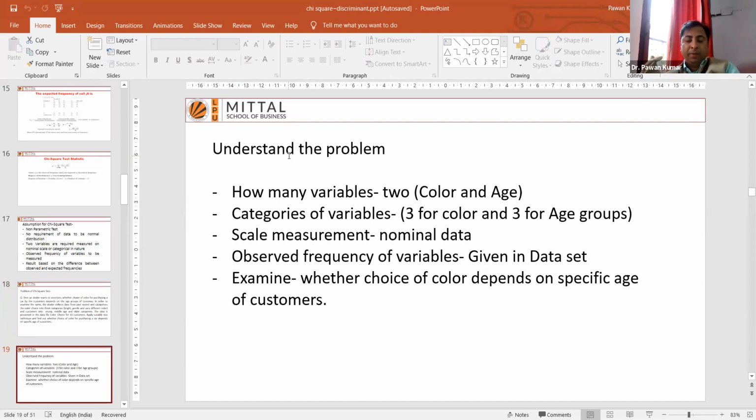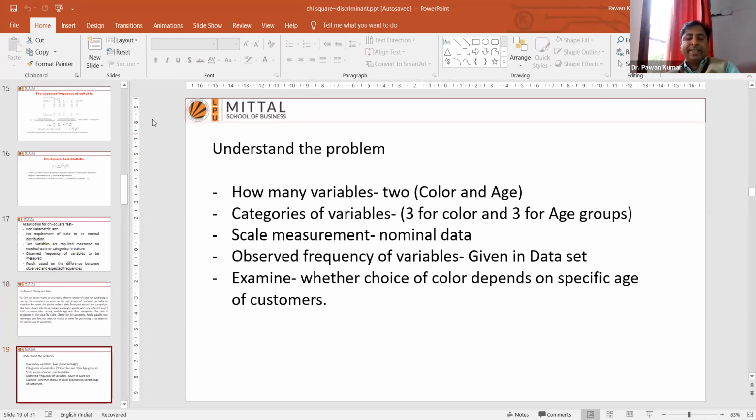First, understand the problem. As a researcher, first you have to understand the problem. What is to understand? How many variables do we have? We have two variables: one is color and another is age. And then you have the categories of variables: three categories for color and three categories for the age group.